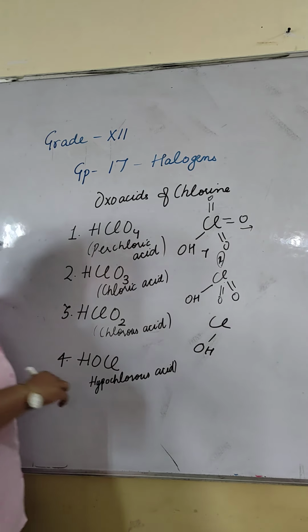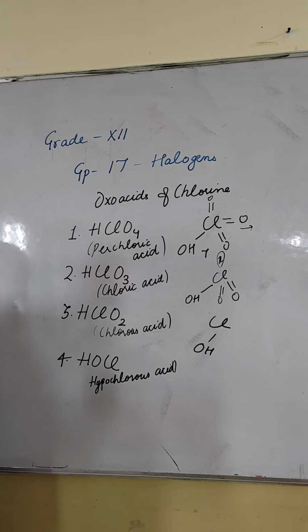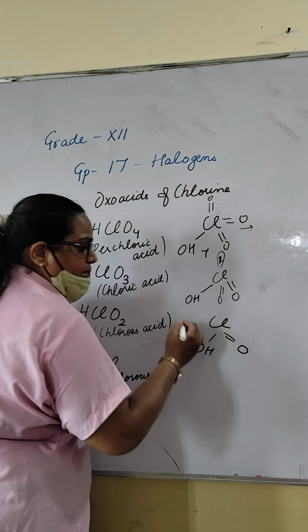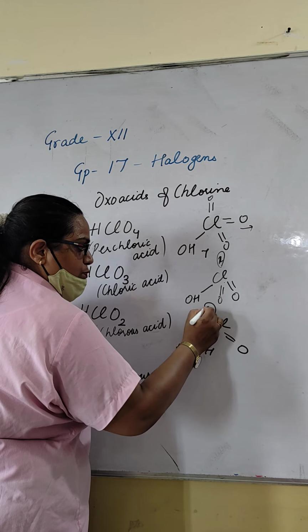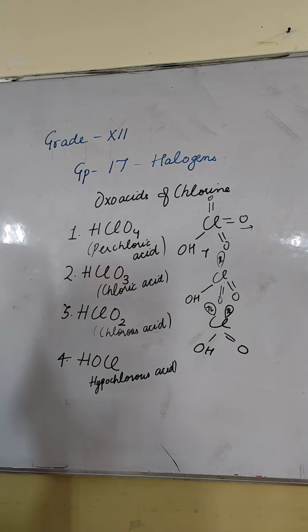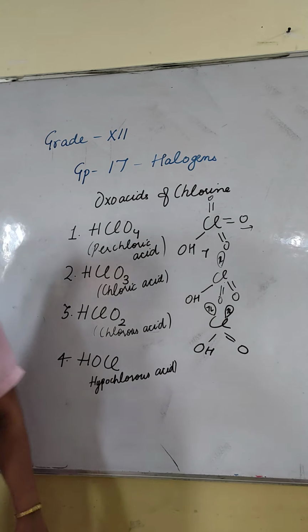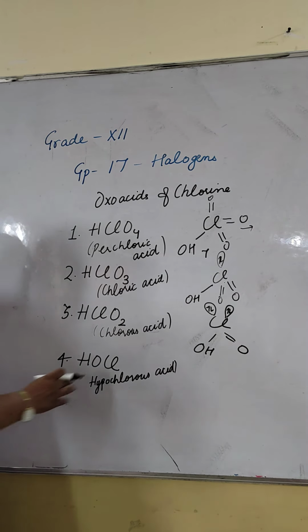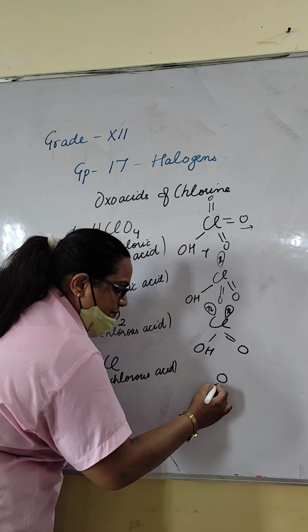ClOH. How many O are left? 1. So how many lone pairs will it have? 2. So its shape will be V shape. Okay, but in this case, remember, the central atom is this.